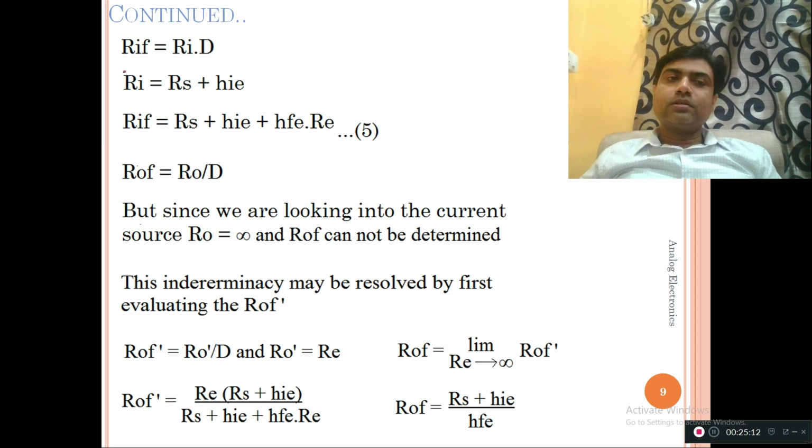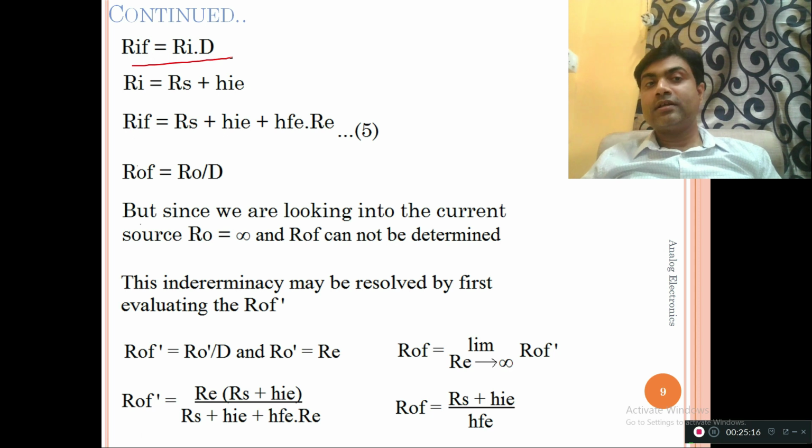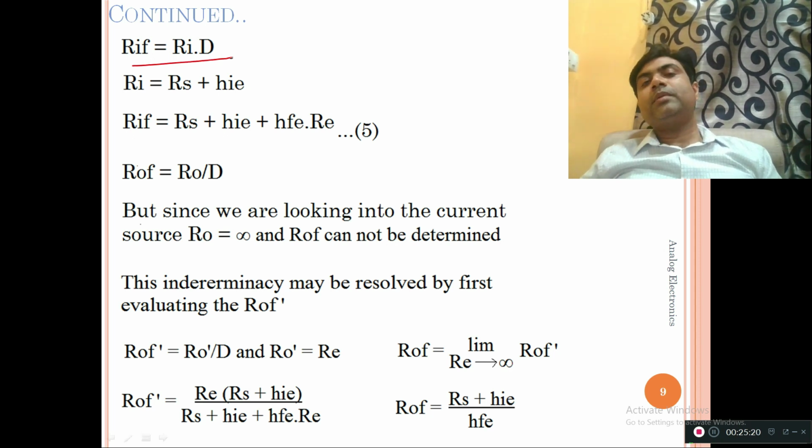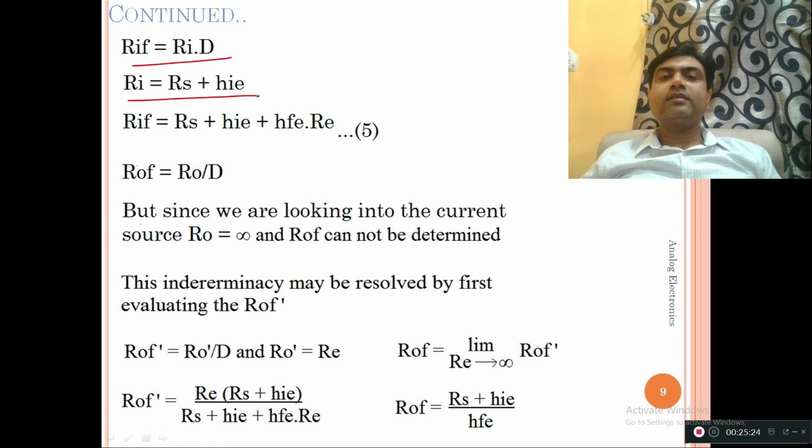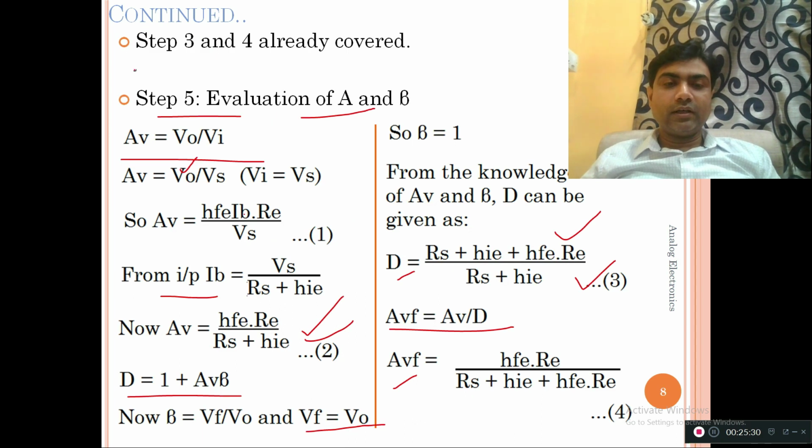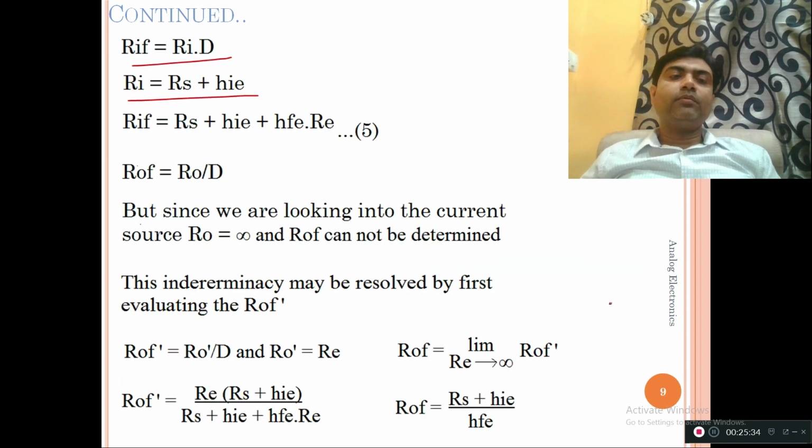I also know, since it is the voltage series configuration, so we are mixing in series, RIF is going to be increased. So I will just multiply the value of D with the RI to get the value of the RIF. And what is RI? RI is the combination of RS plus HI. So RS plus HI is multiplied with the D. We have determined the value of D in equation number 3. So equation number 3 is multiplied with the value of the RI, and we get equation number 5, that is nothing but the value of the RIF.